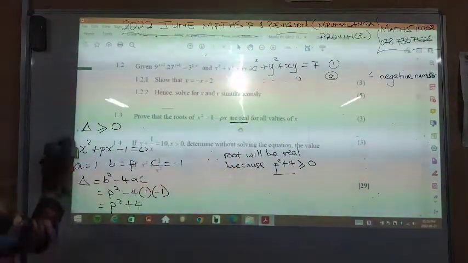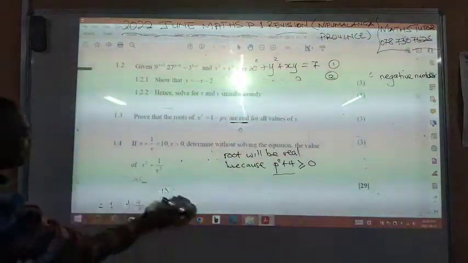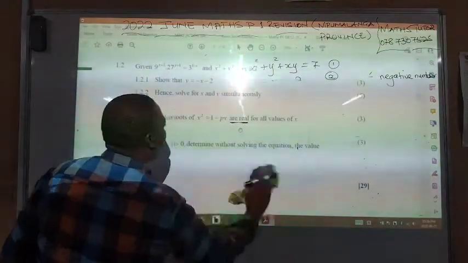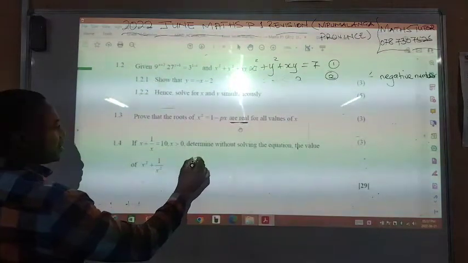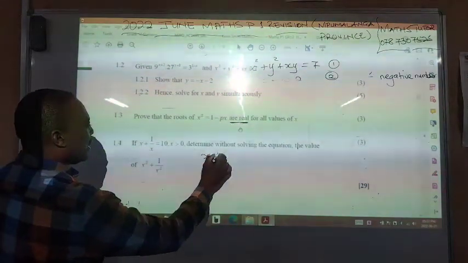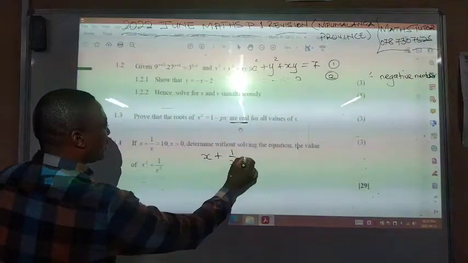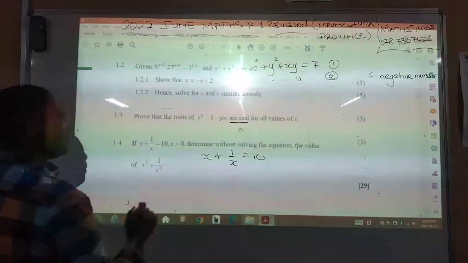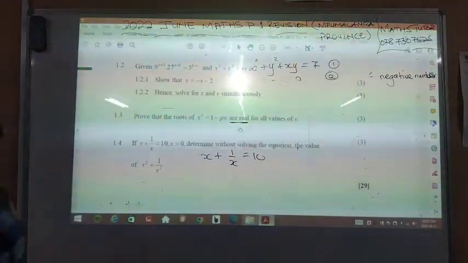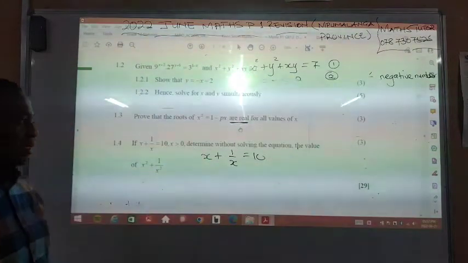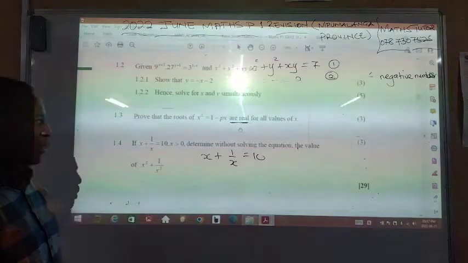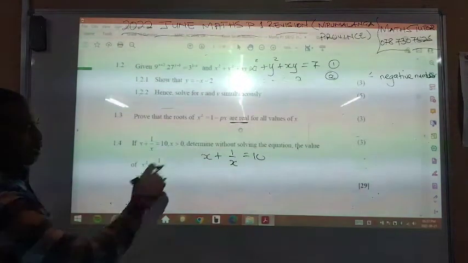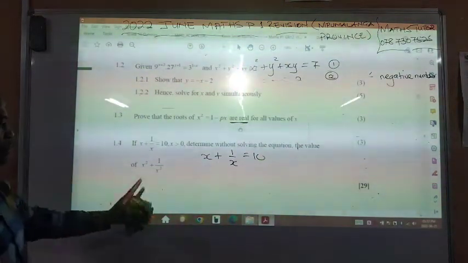Alright, then 1.4, which is the last question. You are given that x plus 1 over x is equal to 10. And x is greater than 0, because x cannot be equal to 0, this whole statement will be undefined. Determine without solving the equation the value of x squared plus 1 over x squared.